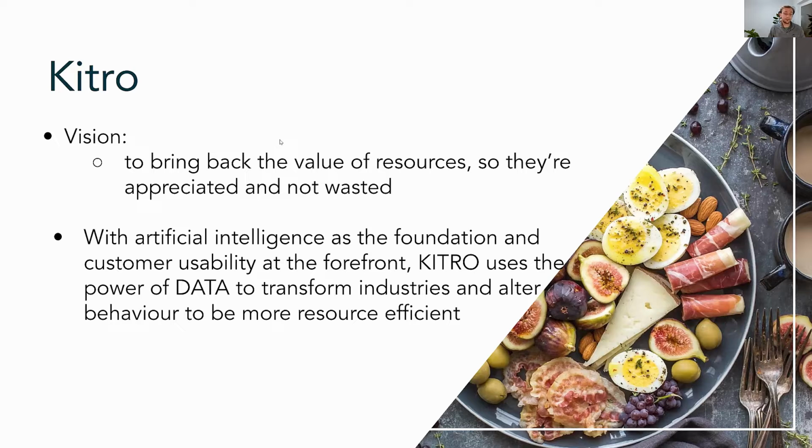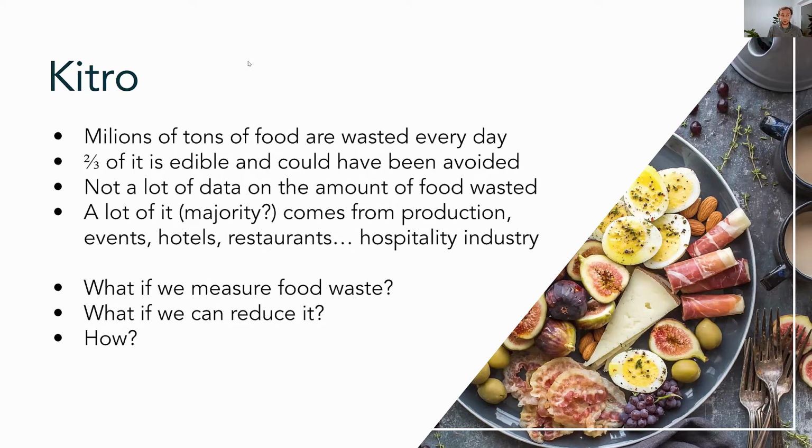Well, the problem is that usually it's hard. People don't know how much they waste. How can they reduce their waste with the food? And that's what we're trying to solve here with artificial intelligence. So right now there are millions of tons of edible food that are wasted every day. It's a huge problem, and 2/3 of the food that is being wasted is edible, and it could have been avoided, which is really dramatic.